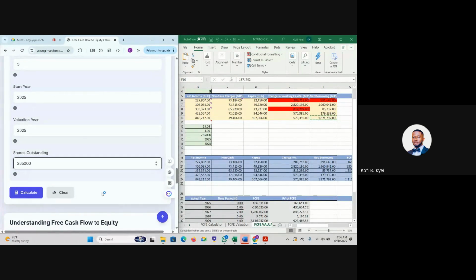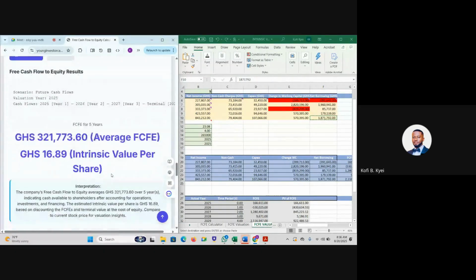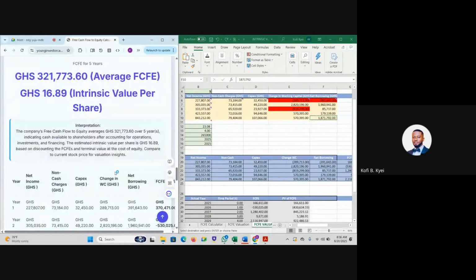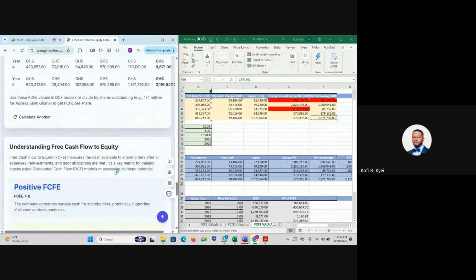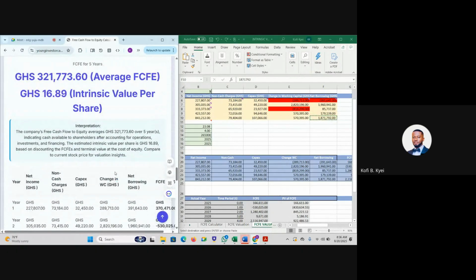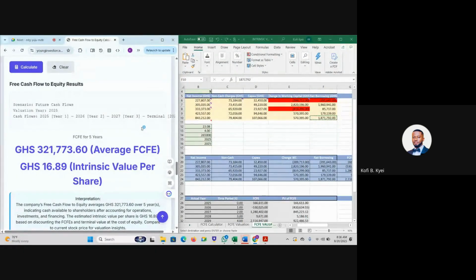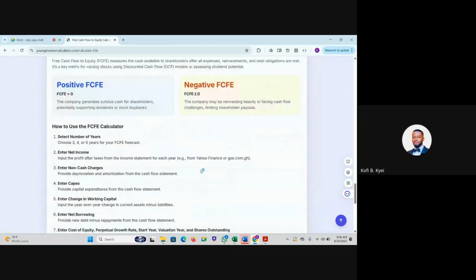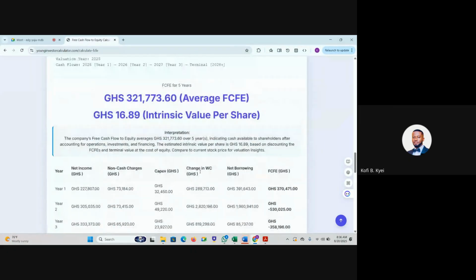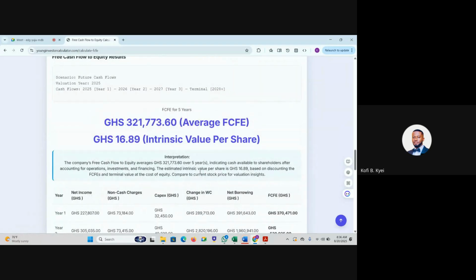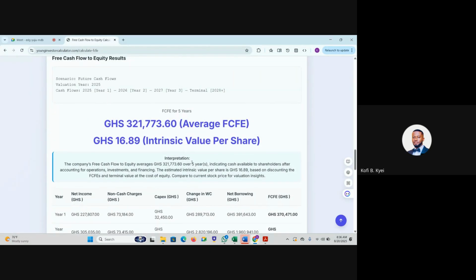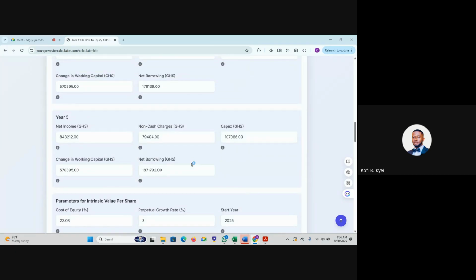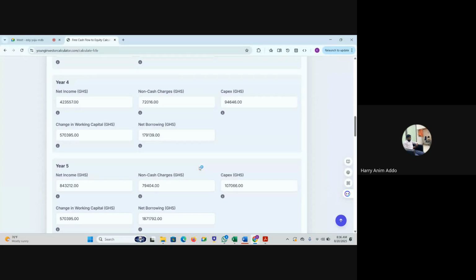On the calculates. Okay, so here I think we are getting a lower value of 16.89. Okay, so there might be some differentials in some of the components, but the basic thing is that we can see that even with this approach, the free cash flow, I think maybe I might not have computed some of the figures.